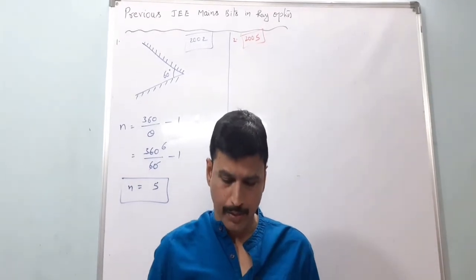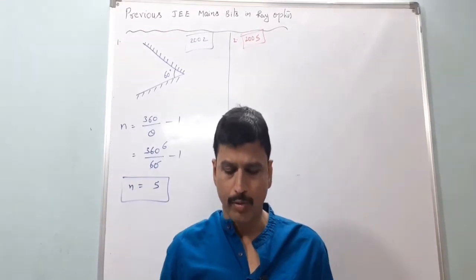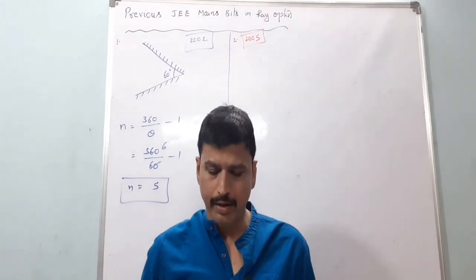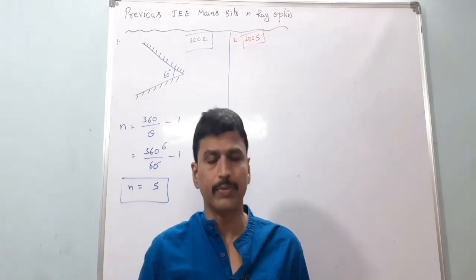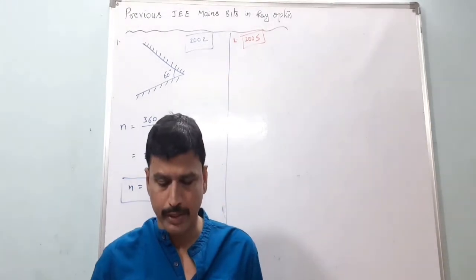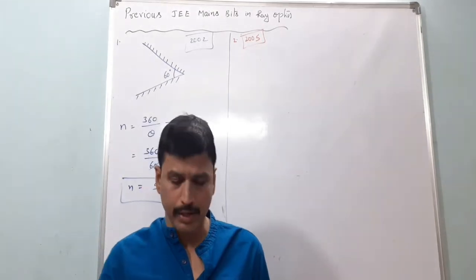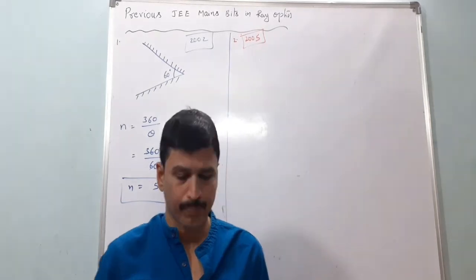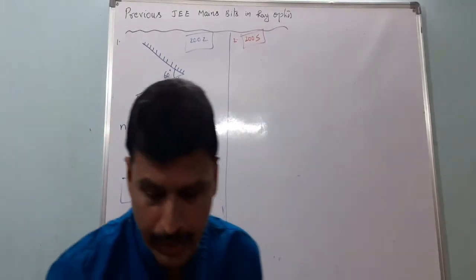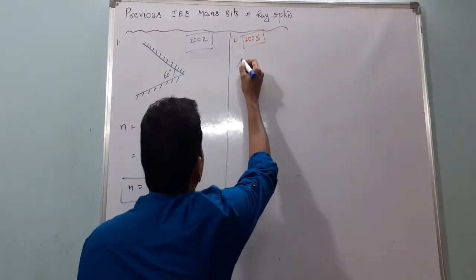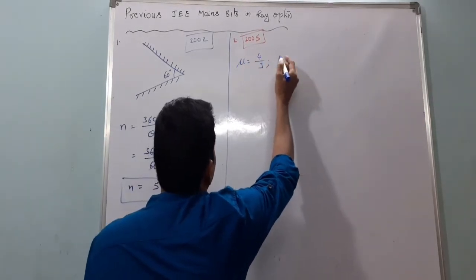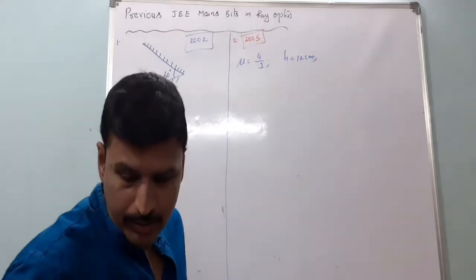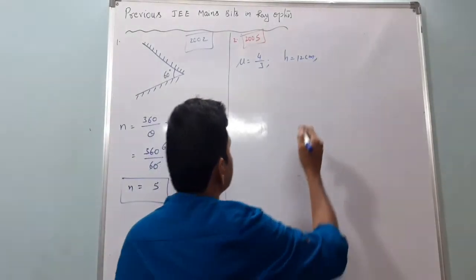See the next question. 2005. A fish looking up through the water sees the outside world contained in a circular horizon. If the refractive index of water is 4/3 and the fish is 12 cm below the water surface, the radius of the circle is. See here, refractive index mu equals to 4/3. Depth means height equals to 12 cm. Then find the radius of the circle.